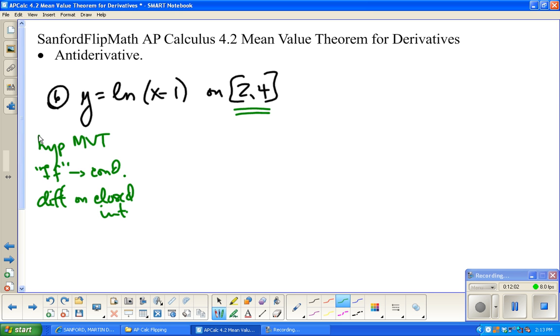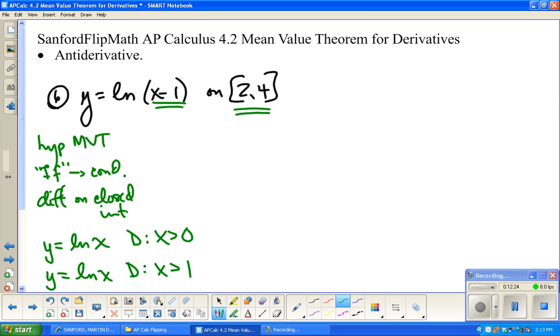Well, the domain for a natural log, the domain for pretty much any log, unless there's some goofiness going on, is that x values have to be positive. This one says x minus 1, so the domain would be x has to be greater than 1, since it shifted to the right one. Well, this interval is between 2 and 4. That's good. And just a quick sketch to know what this thing looks like. There's actually a vertical asymptote there, and there we go.